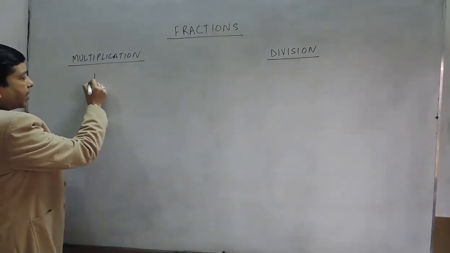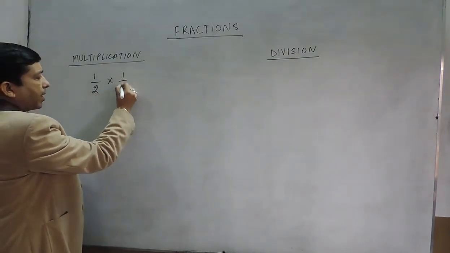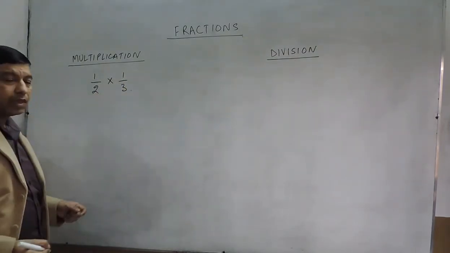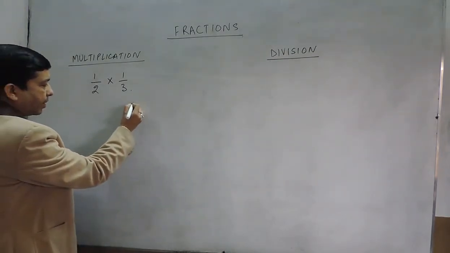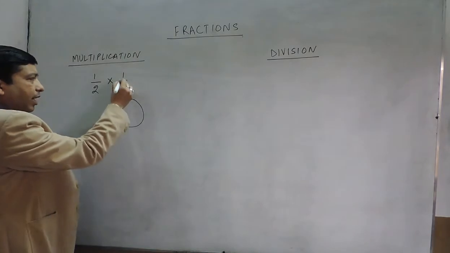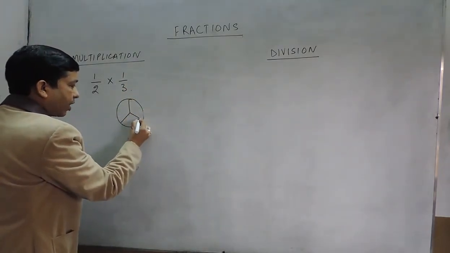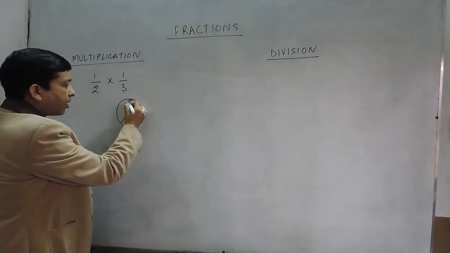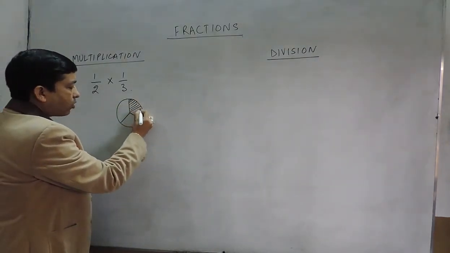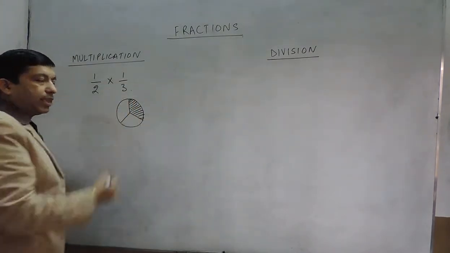In the case of multiplication, suppose somebody writes 1 upon 2 multiplied by 1 upon 3. First of all, by the figure we will try to analyze what exactly it means. We already know that 1 upon 3 means a body is converted into 3 parts and we have taken one part out of these 3. This is the meaning of 1 upon 3.